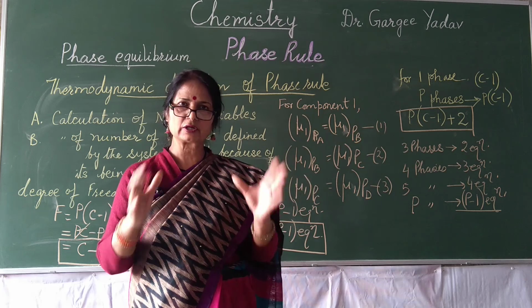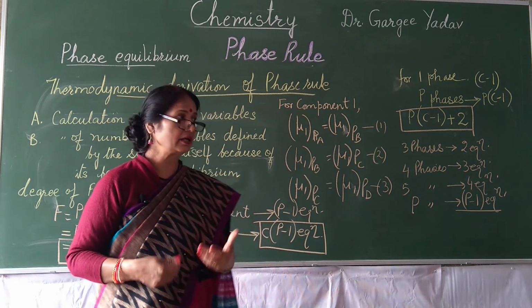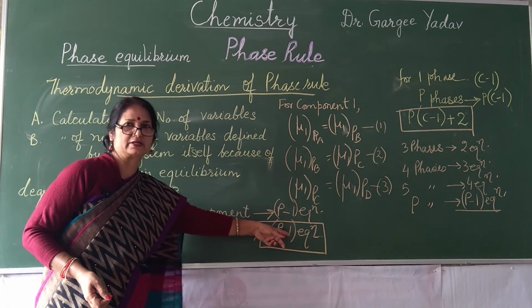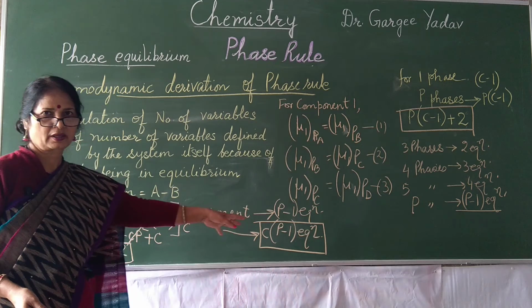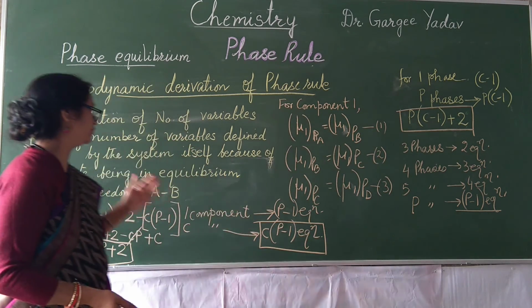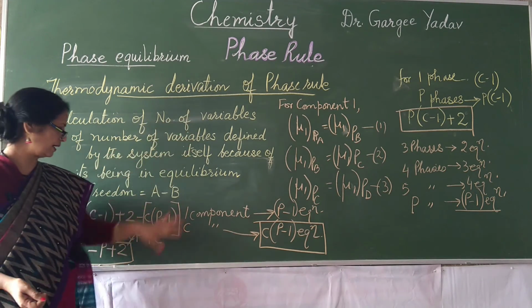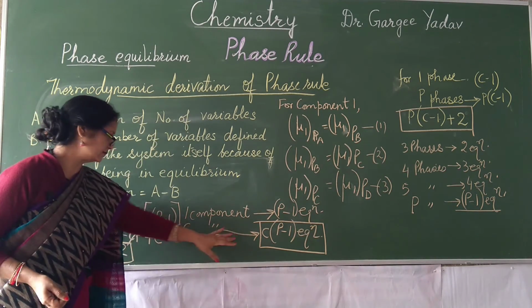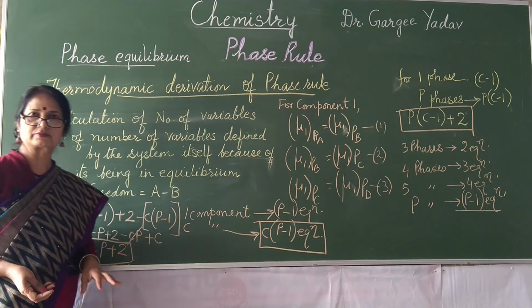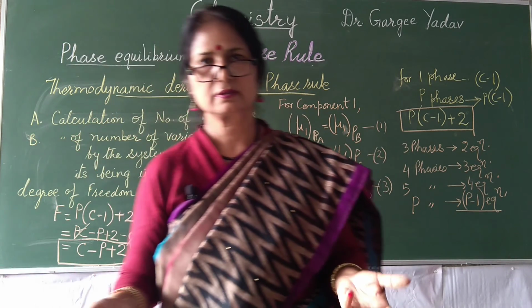Now, this is for one component only. Suppose there are C components, then the number of equations required for all the components will be C into P minus 1 equations. Now, let us calculate the degree of freedom. The degree of freedom will be given by this minus this, and when we do the mathematical part, it comes out to be C minus P plus 2, and this is our Gibbs phase rule.